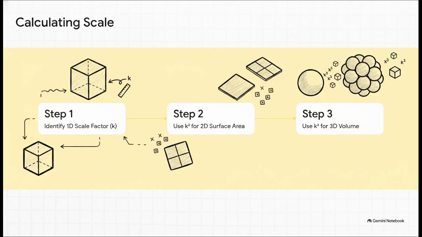Step 2. If you need to find the new surface area, you must square that scale factor. Multiply the original surface area by k squared. And Step 3. If you need the new volume, you cube the scale factor. Multiply the original volume by k cubed. It is a highly efficient process once you lock in these rules.